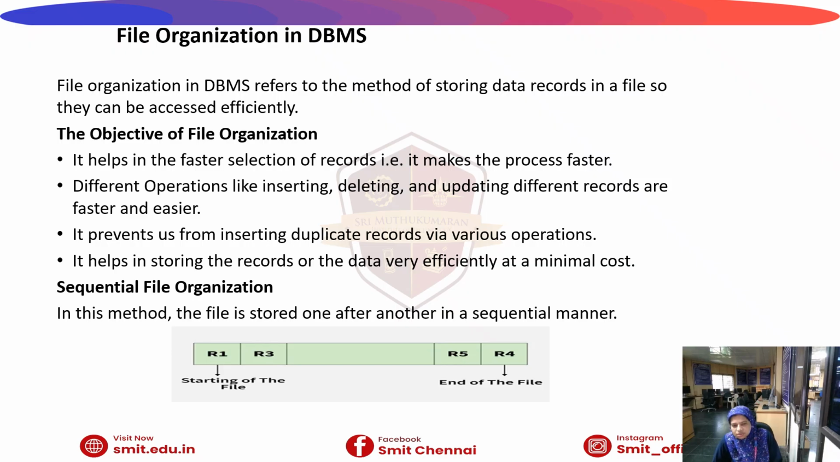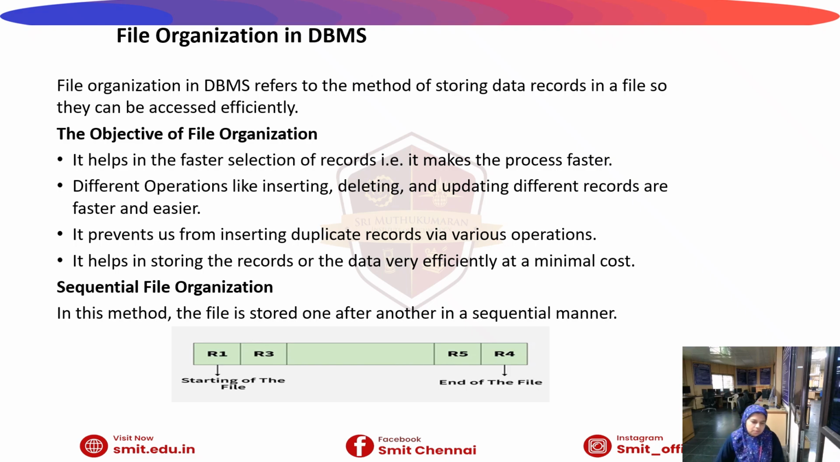It prevents inserting duplicate records, and it helps store the records or data effectively at a minimal cost. So these are the main important objectives of file organization. And one important concept here is sequential file organization. Sequentially, it will store the data.